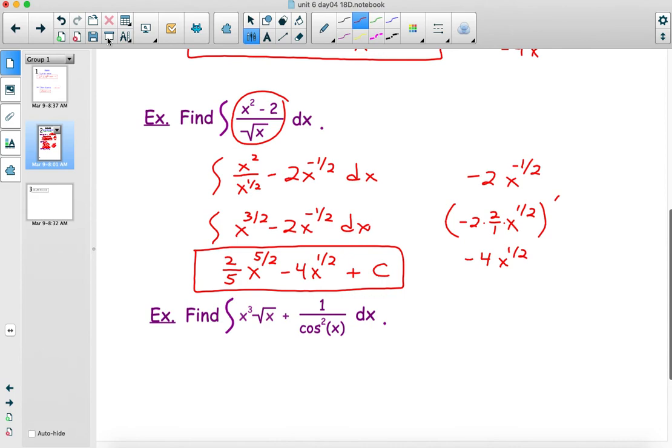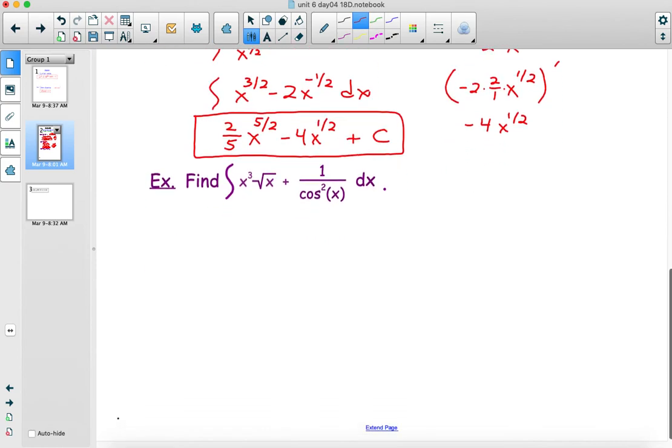The integral of x cubed times the square root of x plus 1 over cosine squared of x. Alright, so if you haven't figured out by now, when you can rewrite anything in a simpler form, that's going to be the way to go. So how about x to the 3rd power times x to the 1/2? Well, let's just add those together, and we get x to the 3.5, or 7/2 power. Now this 1 over cosine squared looks kind of complicated. But wait a minute, isn't the reciprocal of cosine secant? So that's really just saying secant squared of x.